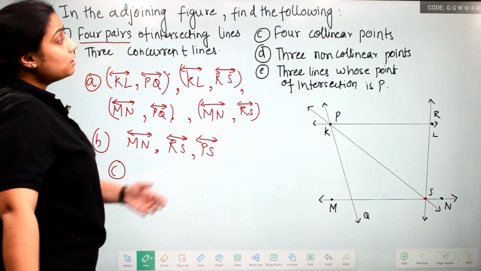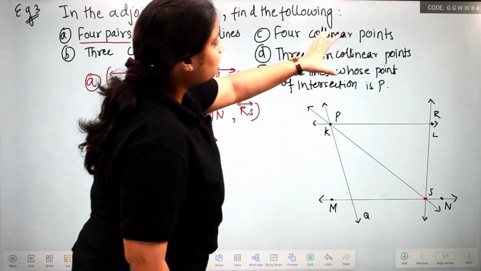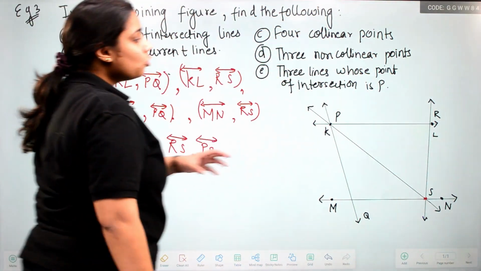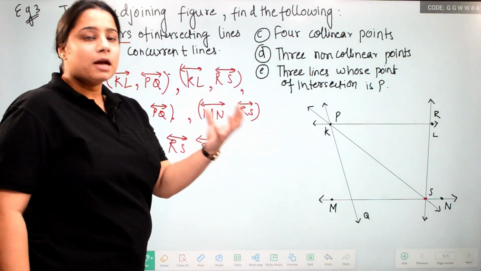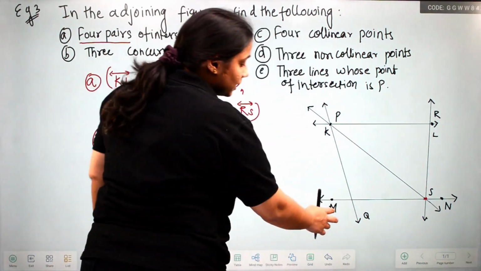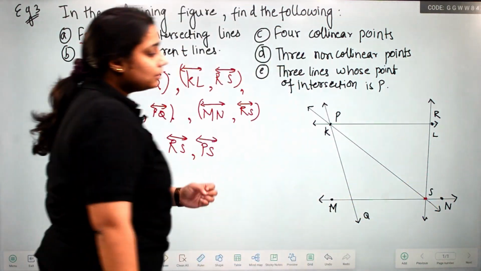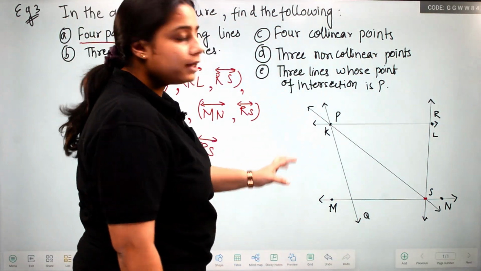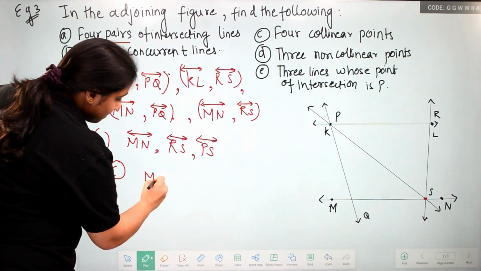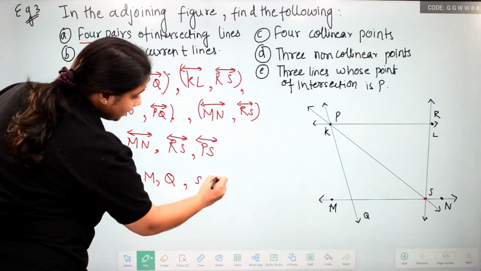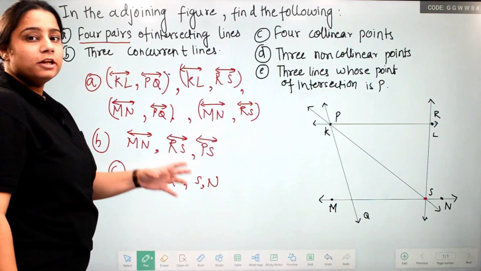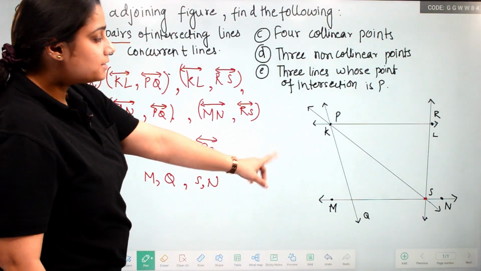Now part C. In part C we have 4 collinear points. We need to find the 4 collinear points. Collinear points are those that lie on the same line. So we can say that M, Q, S, N are the 4 collinear points that lie on the line MN.